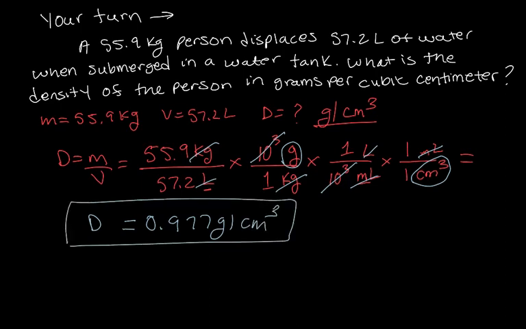Now, does that sound right to you? That sounds approximately similar to the density of water, which is about 1 gram per cubic centimeter, which, if you think about it, makes sense because people are about 83% made up of water, so they should have a similar density.